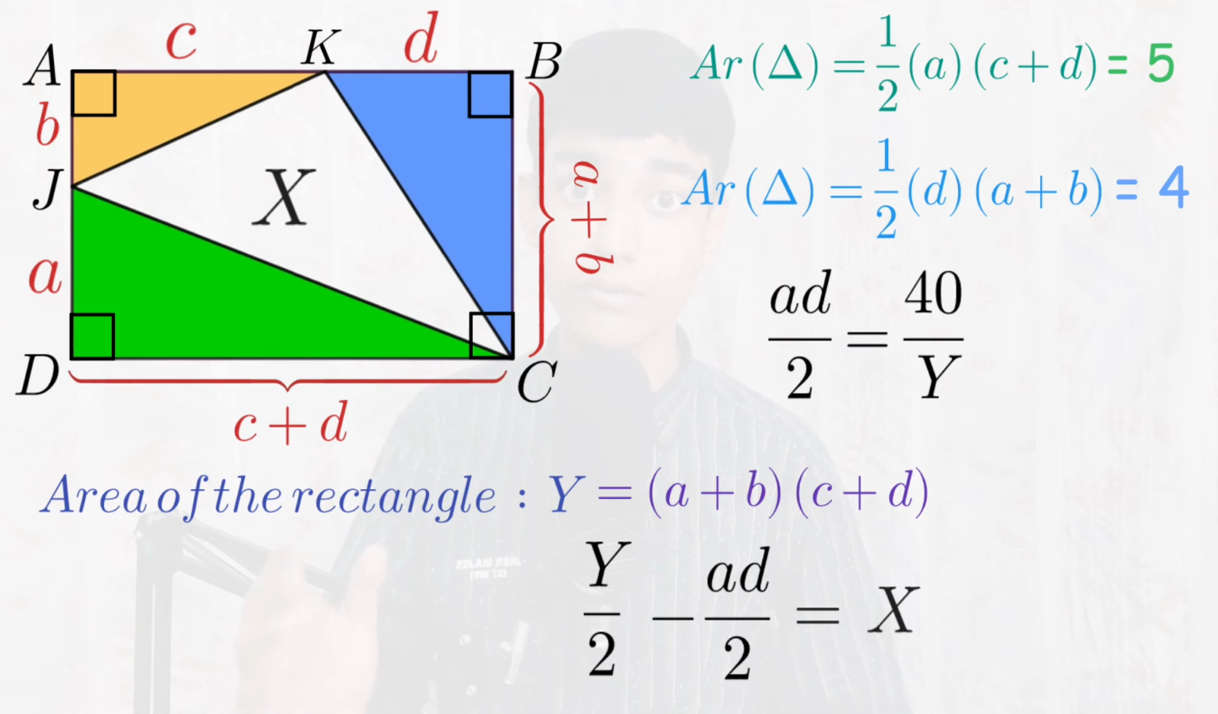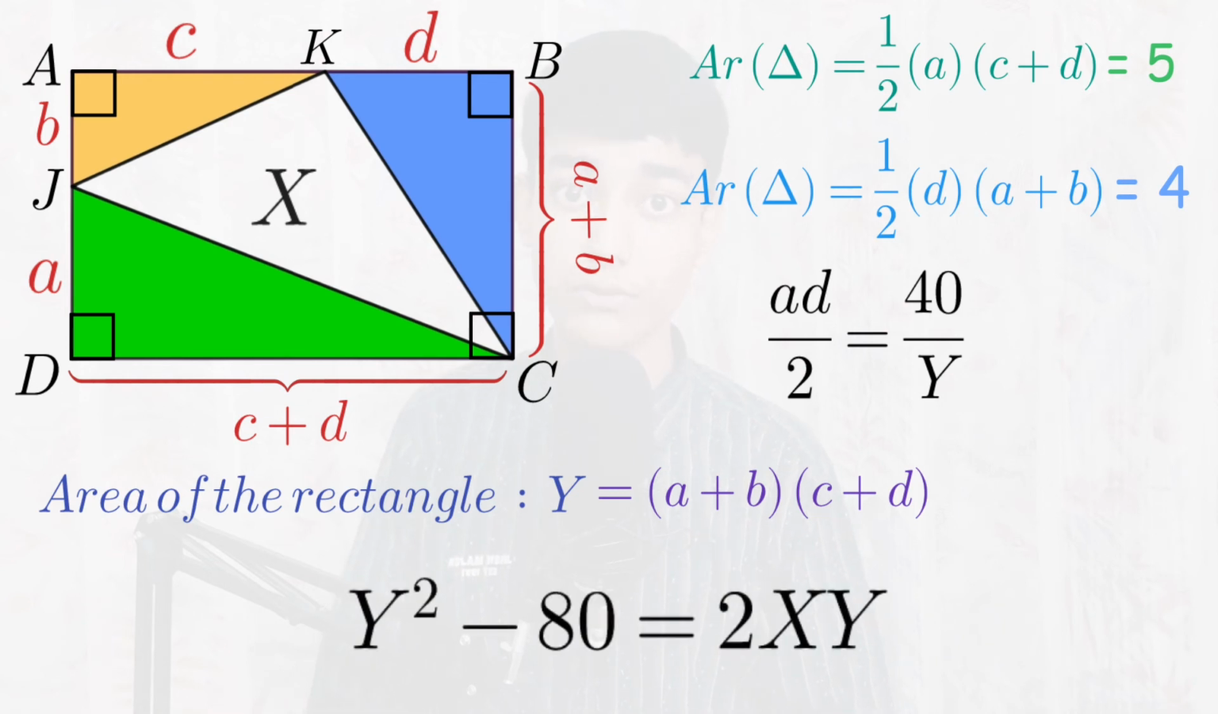Now we'll replace the value of AD upon 2 in the first equation. So now the first equation will turn out to be Y upon 2 minus 40 upon Y equals to capital X. And when you simplify this particular equation, you will get Y square minus 80 equals to 2XY.